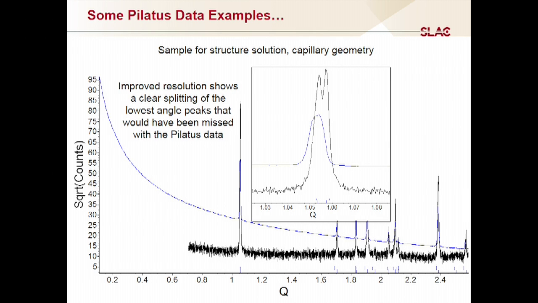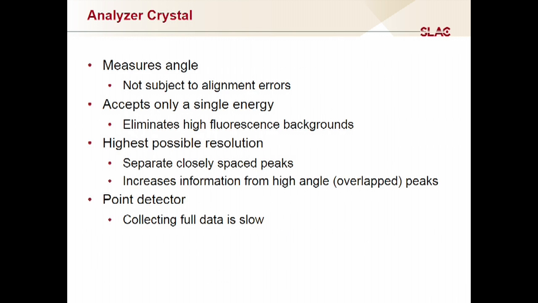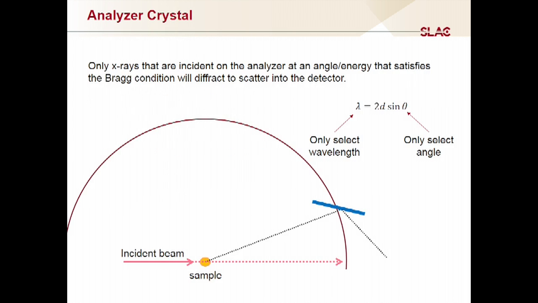And if you look quite closely, you see the impact of the improved resolution. In the Pilatus, I might think this is a single peak. In the high resolution data, I can very clearly resolve that that's actually two peaks close together. So again, the analyzer crystal, you're measuring angle, so you're not subject to these misalignment errors. Because you're doing Bragg diffraction off of a crystal to get into the detector, it eliminates anything that's not of the right energy, so you can get rid of fluorescence this way. Gives you very high resolution, but it is a point detector, and you need to take very small steps, and so getting good data can take a very long time.